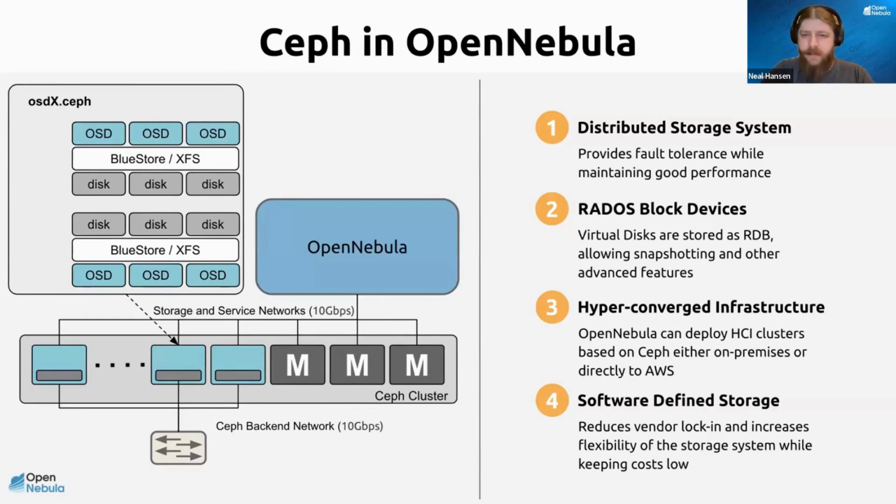The Rados block devices are how virtual disks are stored and represented to virtual machines, which allows things like snapshotting and other advanced virtual disk features. OpenNebula is capable of automatically deploying a Ceph backend storage system directly to your on-premises hypervisors or an edge provider like AWS, using our hyperconverged infrastructure one provision system.